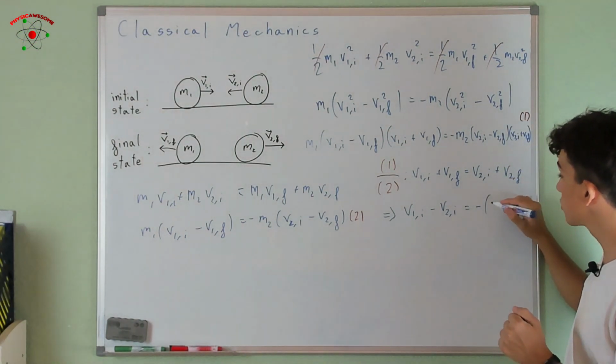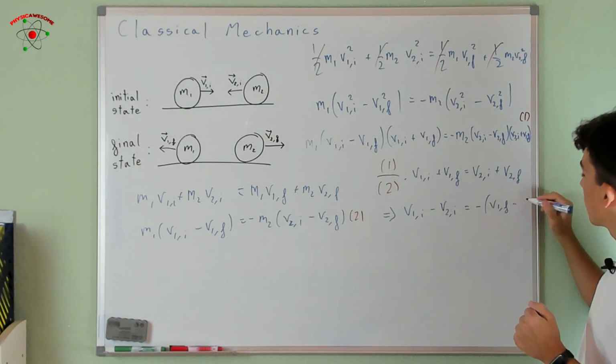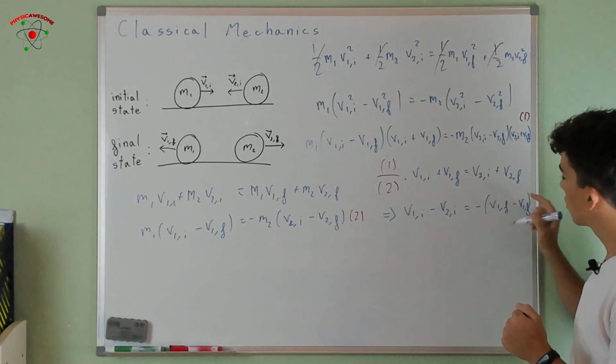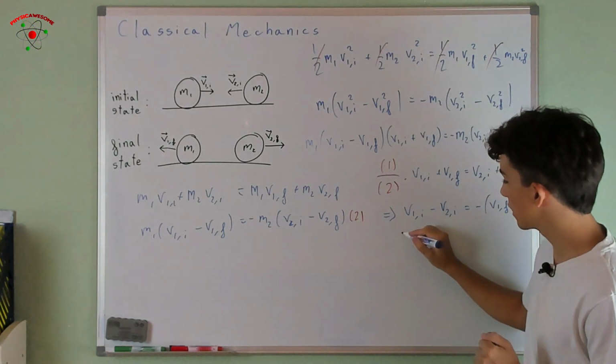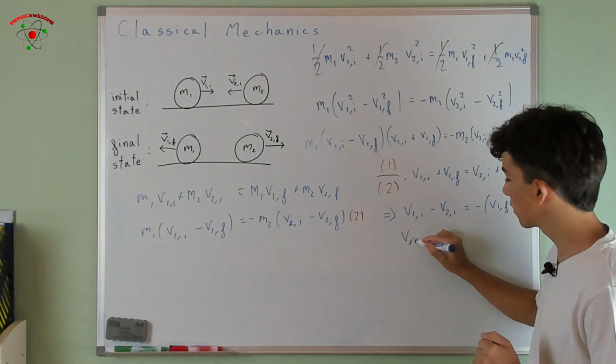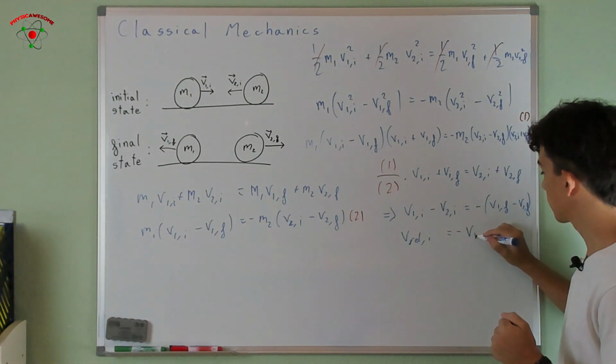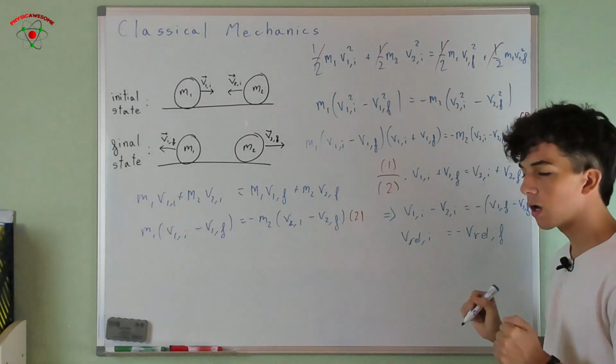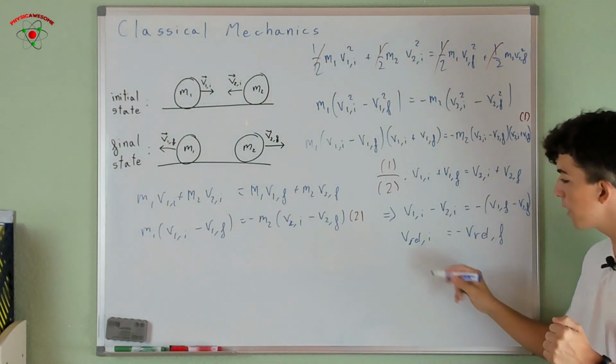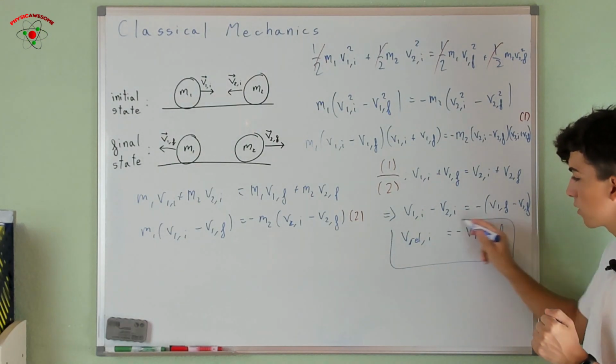And we will get minus v1 final minus v2 final on the other side. This is the initial relative velocity, and this is the final relative velocity. And we have found a very important equation.